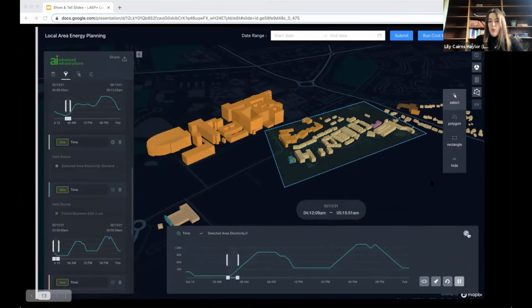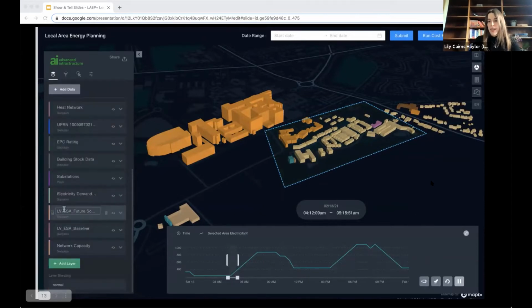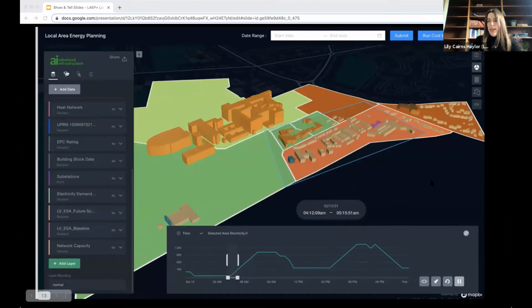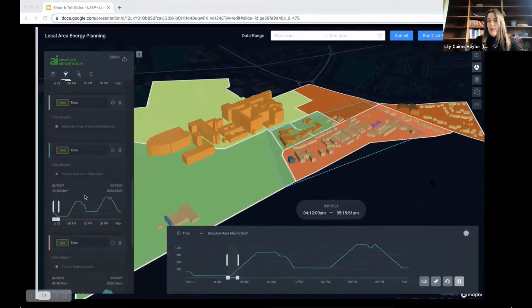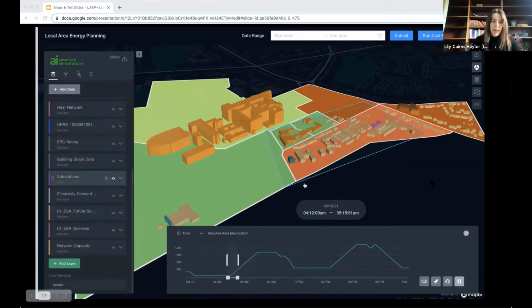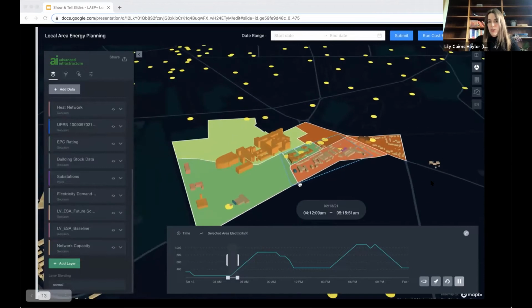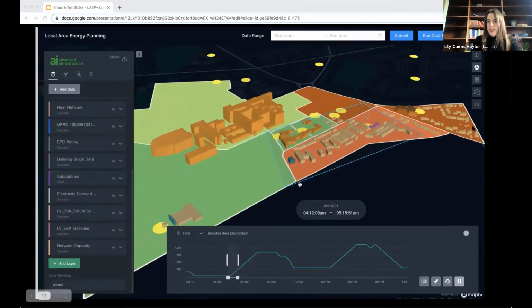What Alistair can also do is run a time series analyzing the modeled demand and linking that to the low voltage network capacity. So what he's bringing up here are the low voltage electricity supply areas, and we'll also show you the substations linked to those. Here they're represented by yellow circles. You can see them expanding out across the city.